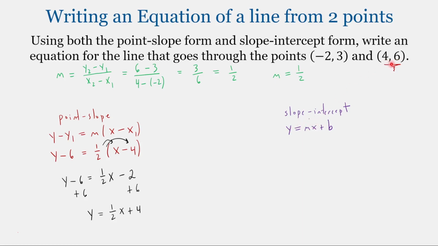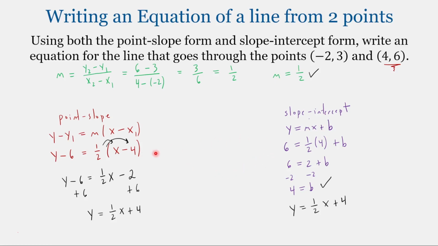Again, I'll use this second point. So instead of y, we're going to have a 6 equal to 1/2. And then x will be replaced with 4 plus b. And now we're going to solve for b. This is 6 equal to 2 plus b. Subtract 2 from both sides. And we have b equal to 4. So we know the slope. We know the y-intercept. So we can write this in slope-intercept form. y equal to 1/2 x plus 4.